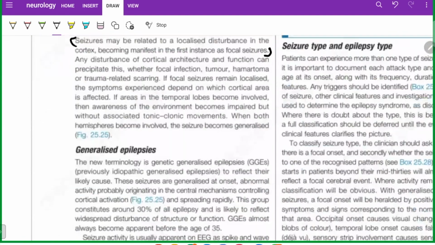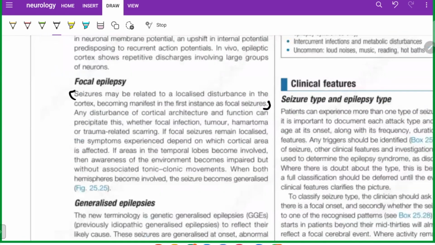Next, coming back to your focal seizure, we are going to see it with dyscognitive features. Focal seizure activity may be accompanied by transient impairment of the patient's ability to maintain normal contact with the environment. That means there is some abnormality. When the areas in the temporal lobes become involved, awareness of the environment becomes impaired, but without associated tonic-clonic movement. If tonic-clonic movement comes, we cannot call it focal epilepsy; it becomes generalized seizures.